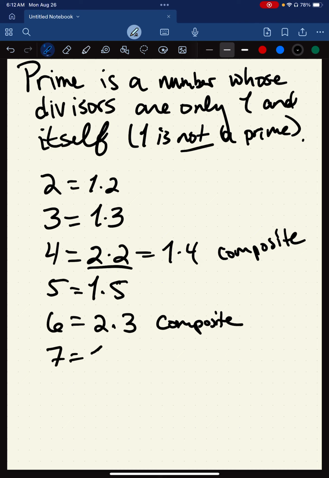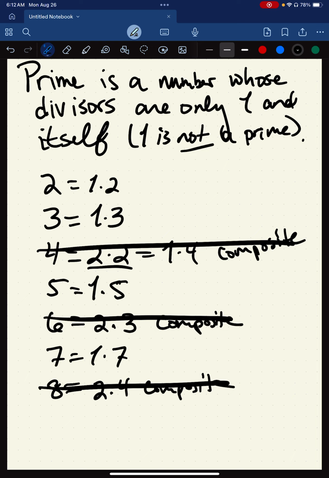7 is a prime number, right? And I'll do one more. 8 is 2 times 4, so that is composite. So that's not prime, that's not prime, that's not prime. 1 is not prime. So 2, 3, 5, and 7, those are prime. 9 is not prime because we can write that as 3 times 3, and so on.